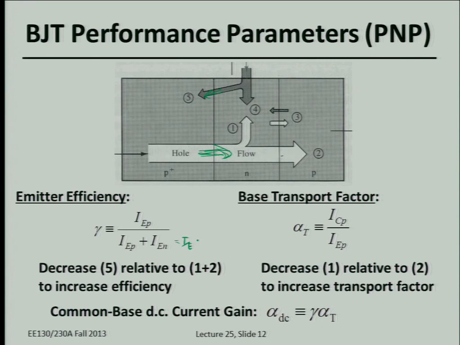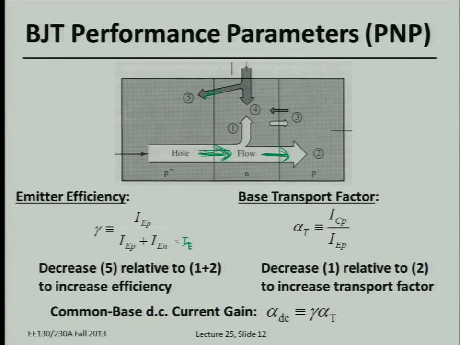The base transport factor is basically the ratio of the minority carrier current that's injected into the base versus the collector current, the current that's actually collected. So the ratio of the holes collected to the holes injected. That's IC due to holes divided by IE due to holes. So that's the transport factor, and we like this ideally close to 1. And if you lose holes due to recombination in the base, then the transport factor will be less than 1.